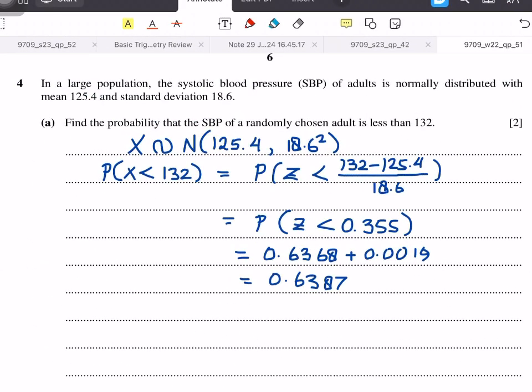So now we continue to question number 4. In a large population, the systolic blood pressure, SBP, of adults is normally distributed with mean 125.4 and standard deviation 18.6. A. Find the probability that the SBP of a randomly chosen adult is less than 132.